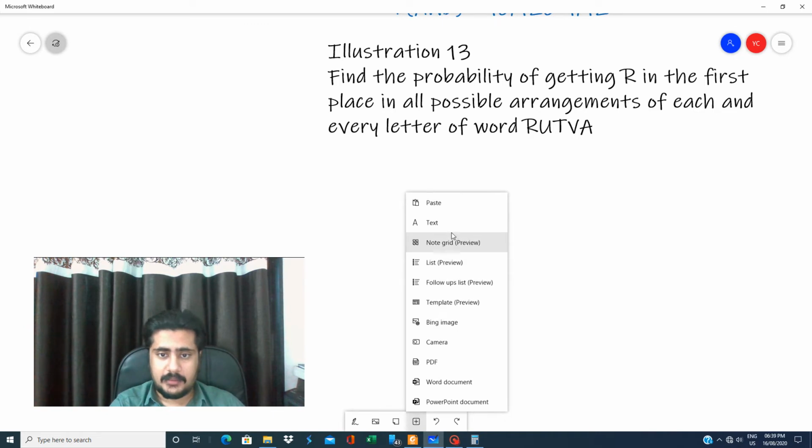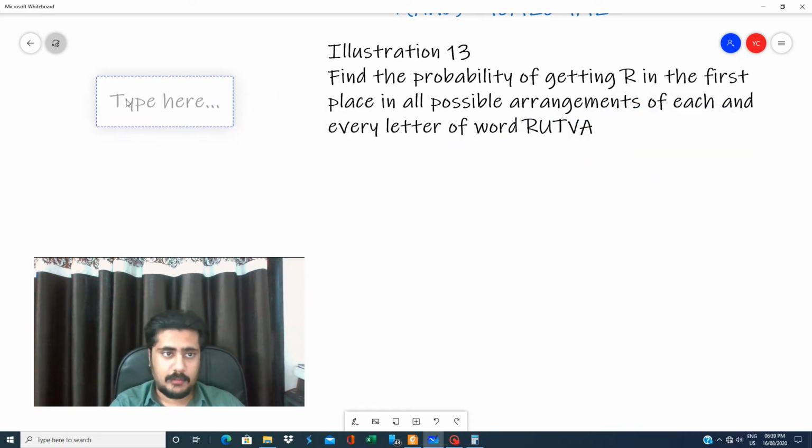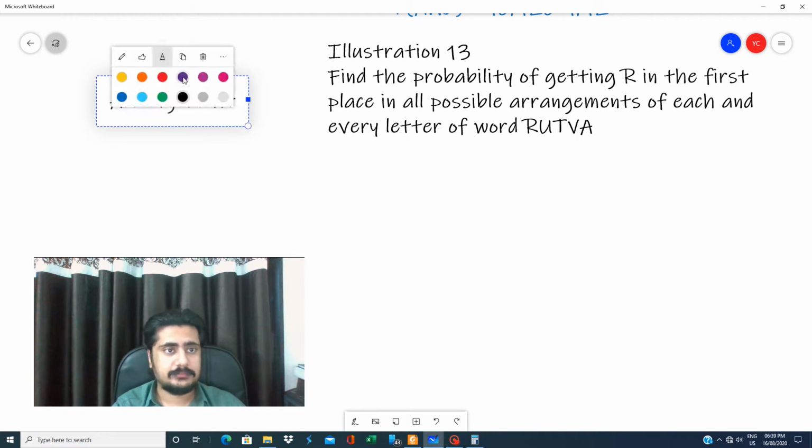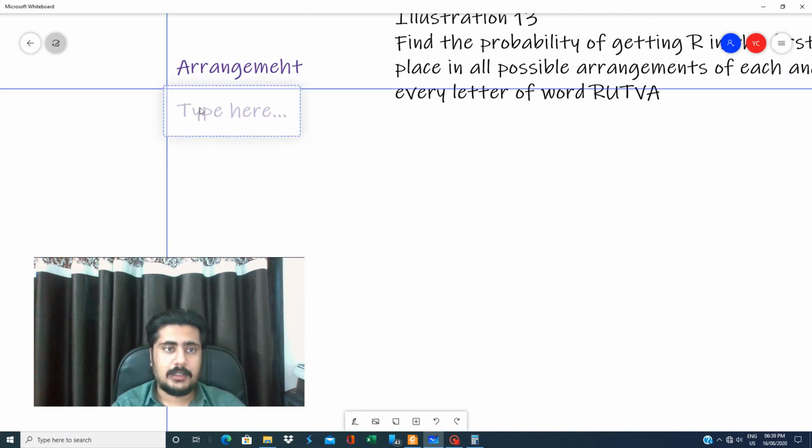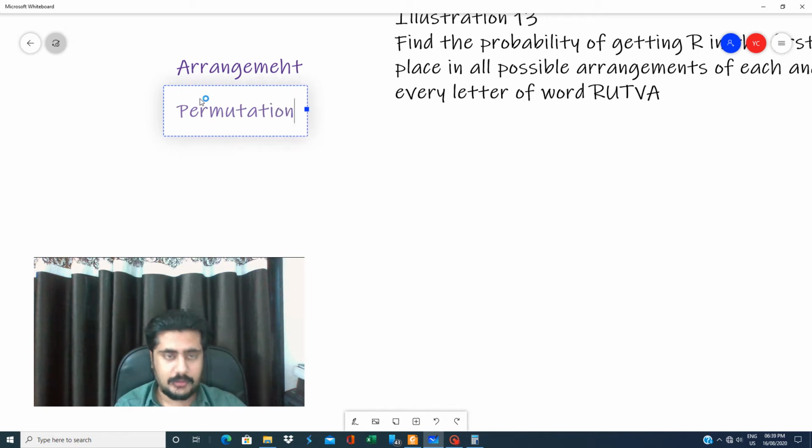Now, what you have to catch in this sum is that there is a talk about arrangement. What is this arrangement? I told you that arrangement means permutation. Now this permutation and combinations is the chapter of standard 11th, number 6. You have to know some basics of this chapter, else you have to learn here what I am teaching.